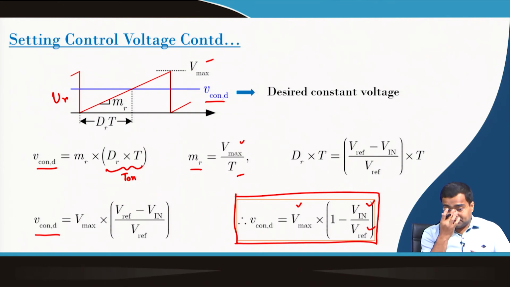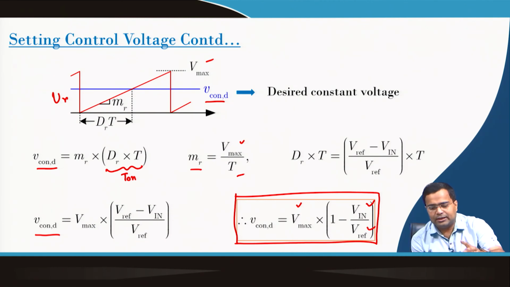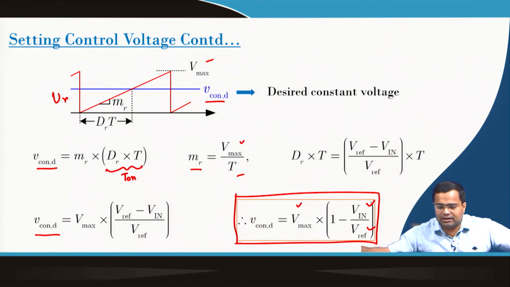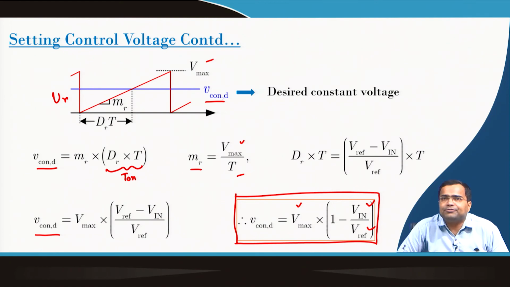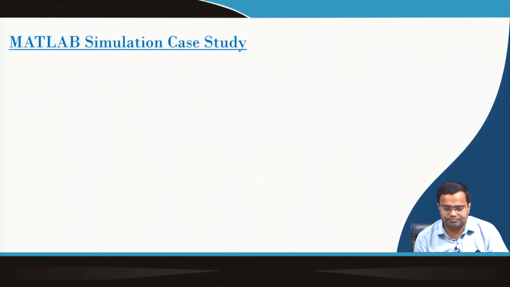So, for the time being, this V con D seems to be independent of T, because T gets cancelled. That means if you keep the maximum voltage constant and input and reference voltage constant, then even if you change the time period, that means you change the slope, this value will remain the same. That means the same duty ratio can be achieved.